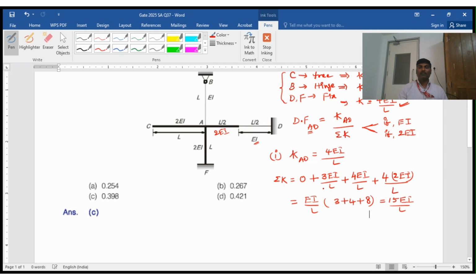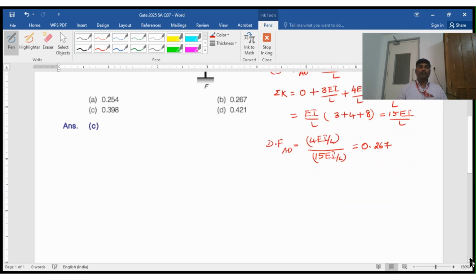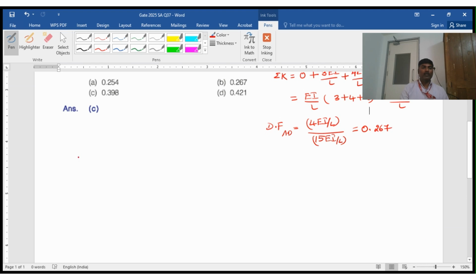Now if I assume this member AD flexural rigidity is EI, the distribution factor is equal to 4 EI by L whole divided by 15 EI by L. So it is 4 by 15, coming around 0.267.